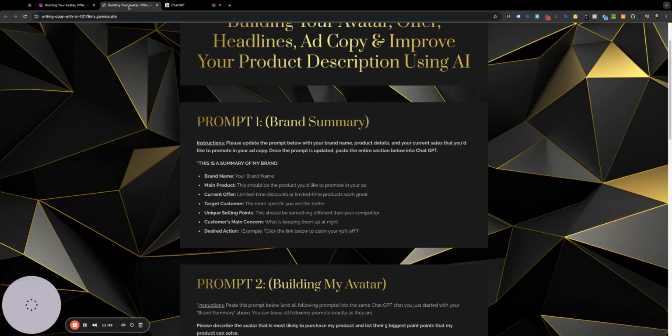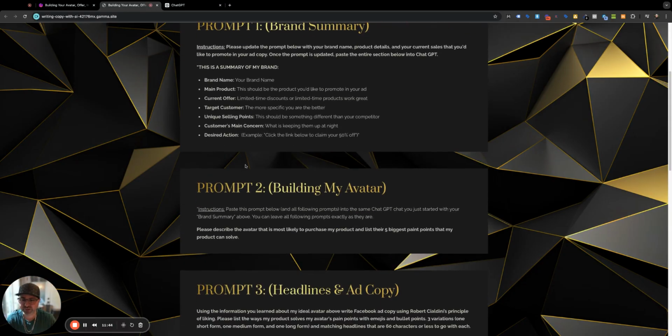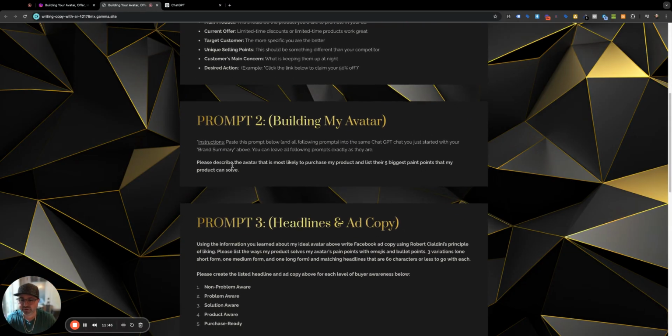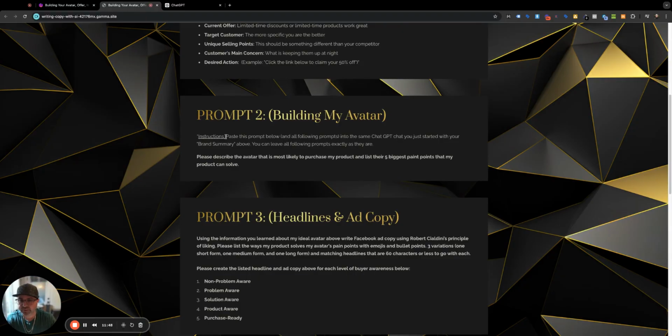So going back, moving down to prompt 2. For the rest of these instructions, paste this prompt below and the following prompts into the same ChatGPT chat you just started with your brand summary above. You can leave the following prompts exactly as they are. So you really don't need to update any of the following prompts. That first one is the most amount of work that we have to do on our end.